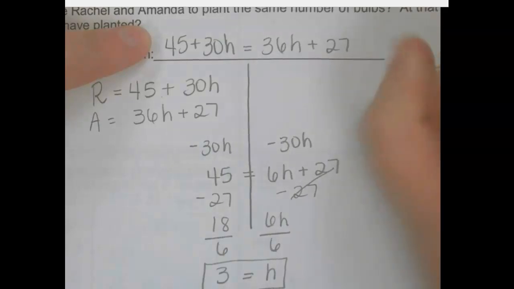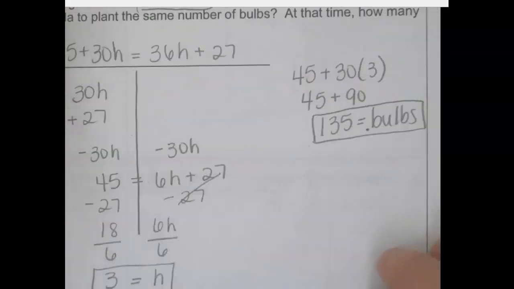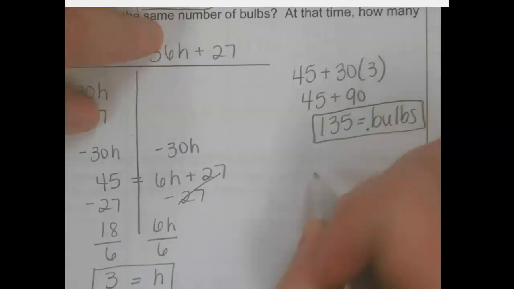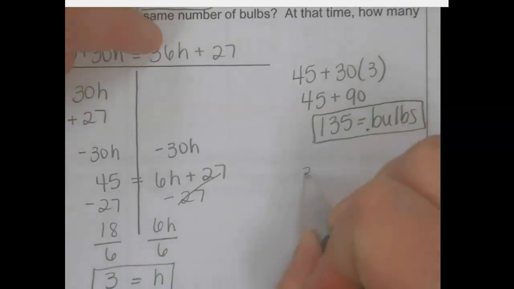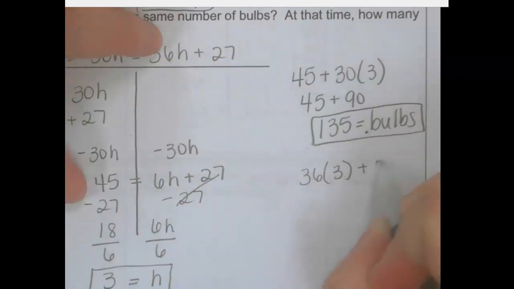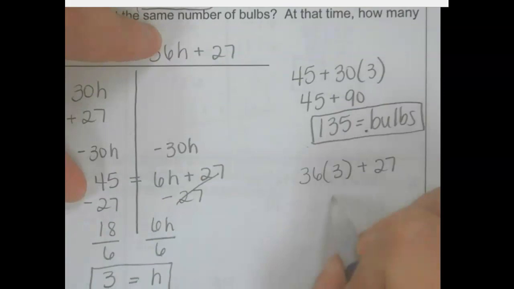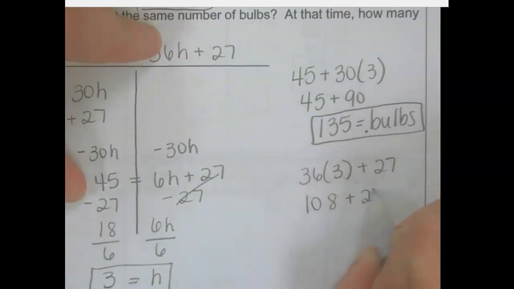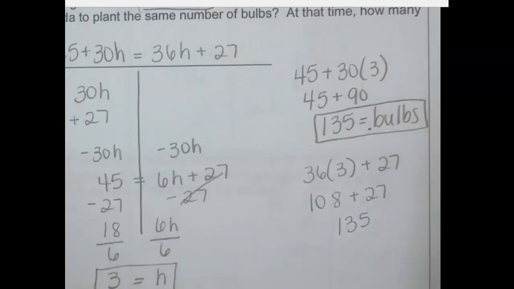Now just to show you, they definitely should be the same, because isn't this a great way to check and make sure I worked it right? Go back and plug it into the other one. 36 times 3 plus 27. 108 plus 27 is 135. So it's a good way to go ahead and check and make sure.